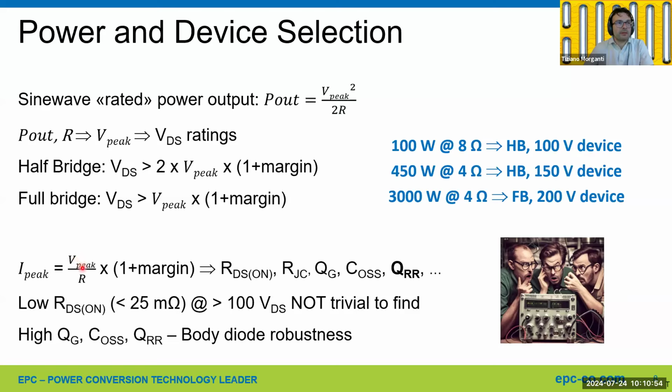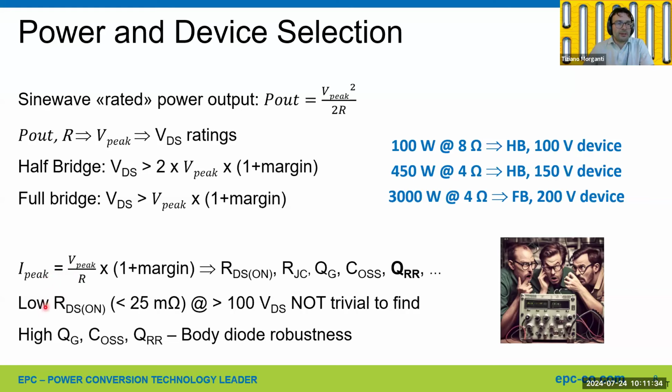In terms of output current, the peak current is computed as the peak voltage divided by the rated load plus some margin, because the load can go below the rated nominal impedance in some frequency bands or in some conditions. From this, we can determine the RDS-on or the size of the device. Then we have other parameters to consider: the junction to case resistance for the thermal design, gate charge, output charge, reverse recovery, and so on.